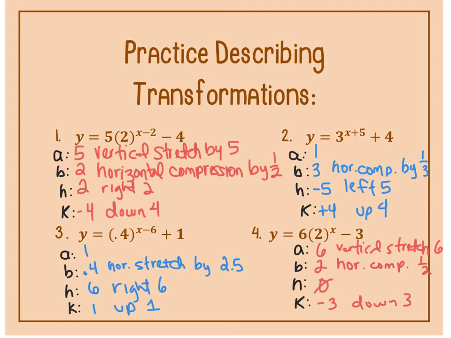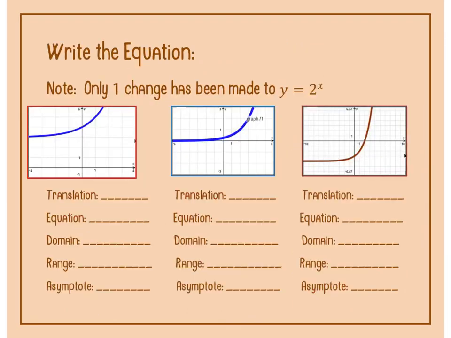So let's look at these graphs and take these words that we've been doing, what happened to these graphs. Now, only one change has been made. So my biggest thing that I can stress here is that if you have just a b to the x power, it's going to cross through at 0, 1 every single time. So that's going to help me decide what changes are made. And the note tells us only one change has been made.